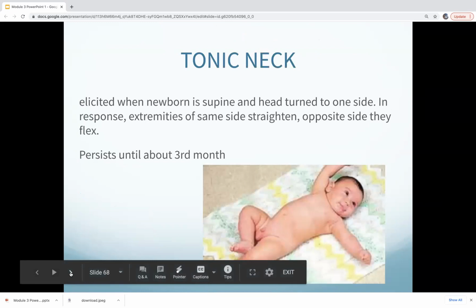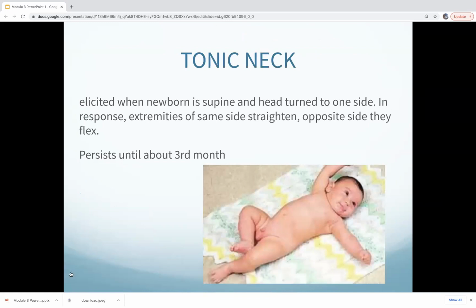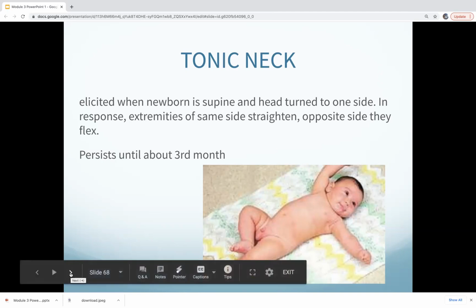So the first one is tonic neck, and that is elicited when the newborn is supine, laying on their back, and their head is turned to one side, and then in response, the extremities of that same side straighten. So you see there the baby's supine, on their back, and they're looking to their left, and that left arm is straightened. And then the opposite side is going to flex. So if you look, that left leg is straightened and the right leg is flexed. And that persists to about 3 months.